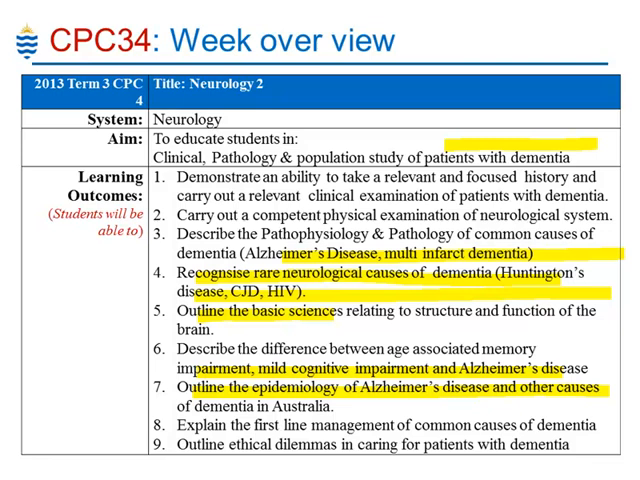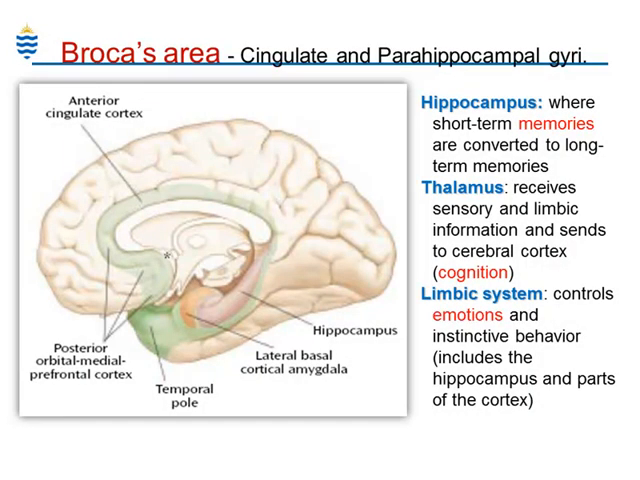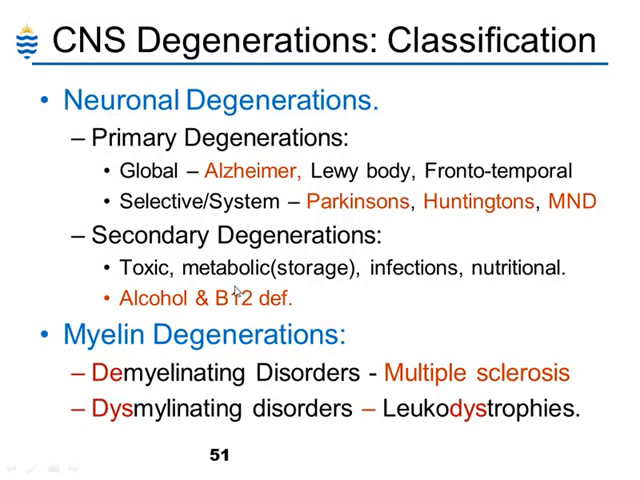Week 4, degenerations, CNS degenerations. Alzheimer's is the main one and all others are minor. To understand the clinical features, you have to read the cingulate and parahippocampal gyri, hippocampus. The central degenerations affect this first. When it affects the whole brain, gradually spreading from this area to the whole of brain, then it is typically Alzheimer's. When it affects individual systems, then it is Parkinson's, Huntington's, motor neuron disease, others.